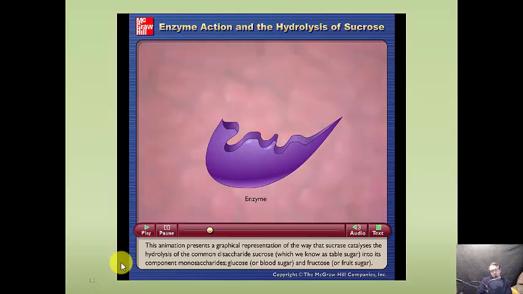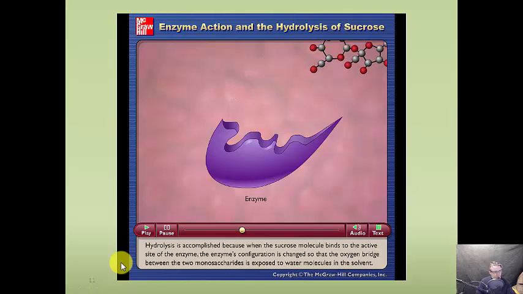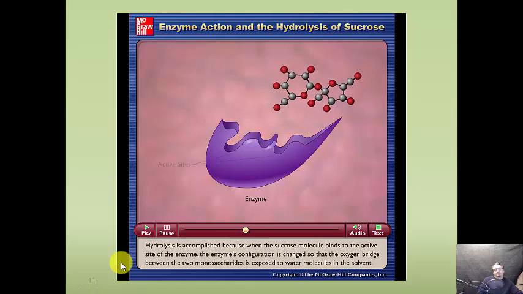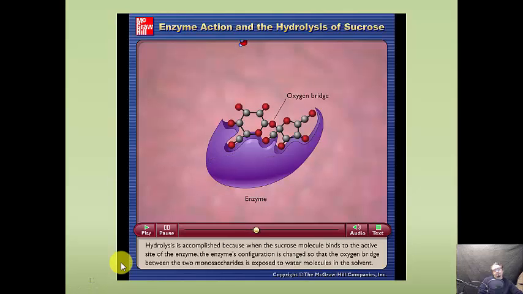This animation presents a graphical representation of the way that sucrase catalyzes the hydrolysis of the common disaccharide sucrose, which we know as table sugar, into its component monosaccharides, glucose or blood sugar, and fructose or fruit sugar. Hydrolysis is accomplished because when the sucrose molecule binds to the active site, the enzyme's configuration is changed so that the oxygen bridge between the two monosaccharides is exposed to water molecules in the solvent.